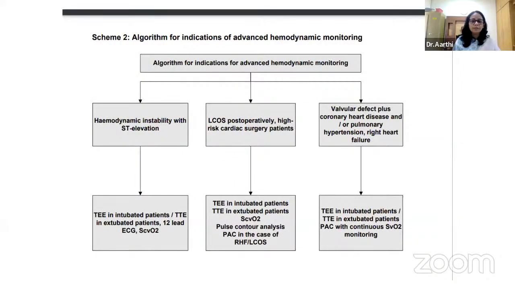Regarding the algorithm, the indication for advanced hemodynamic monitoring in cardiac surgical patients is when the patient has hemodynamic instability and obvious ST-T changes. If the patient is intubated, you go for a transesophageal echo, and if the patient is not intubated, a transthoracic echo. Along with that, a 12-lead ECG and a mixed venous oxygen saturation will help us assess the hemodynamics further. When there is a low cardiac output status and the patient undergoes a high-risk cardiac surgery, then along with the transesophageal or transthoracic echo, and the mixed venous and central venous oxygen saturation, we can implement pulse contour analysis to assess the response.